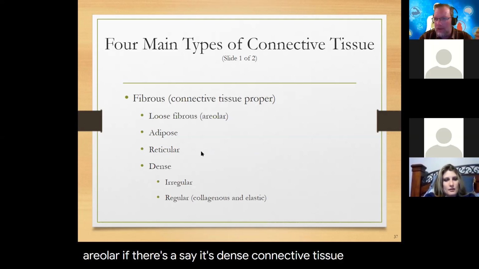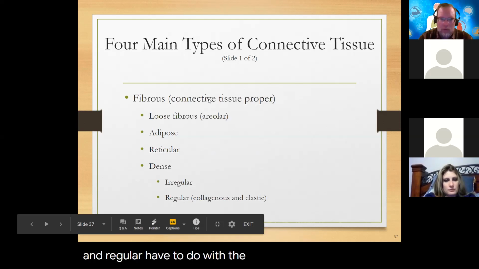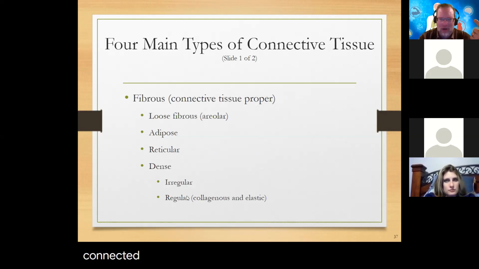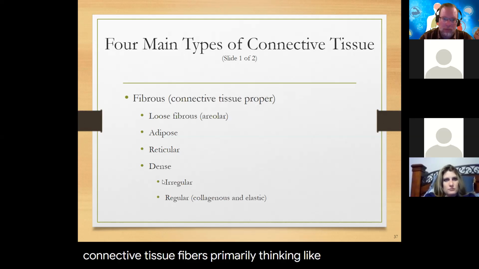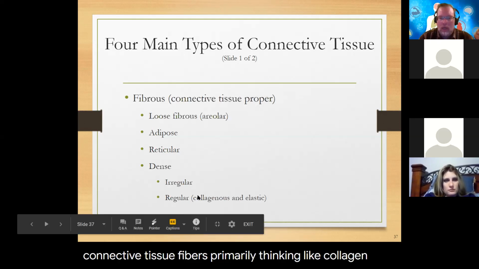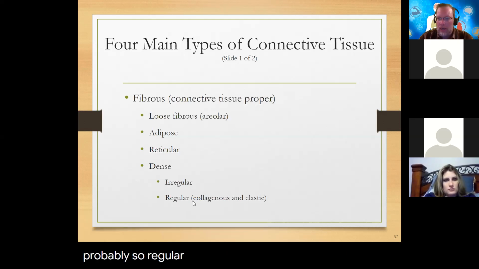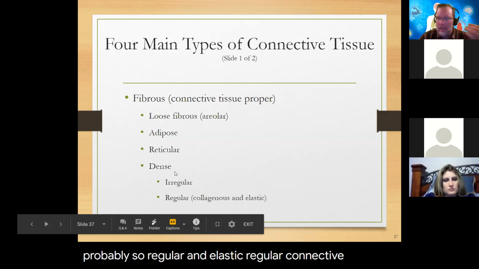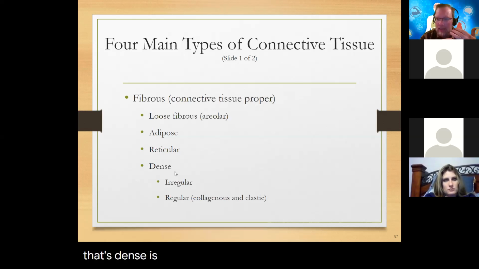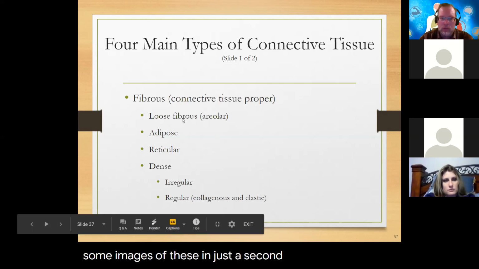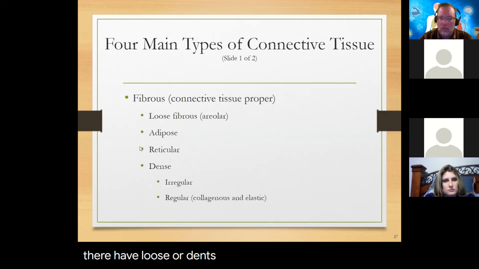Irregular and regular have to do with the arrangement of those connective tissue fibers, primarily thinking of collagen probably. Regular connective tissue that's dense is going to be like tendons, ligaments, that type of thing. Irregular, dense. Anyway, we'll see some images of these in just a second. So anyway, we either have loose or dense. And then in between, we're going to have a couple of other fibrous types.